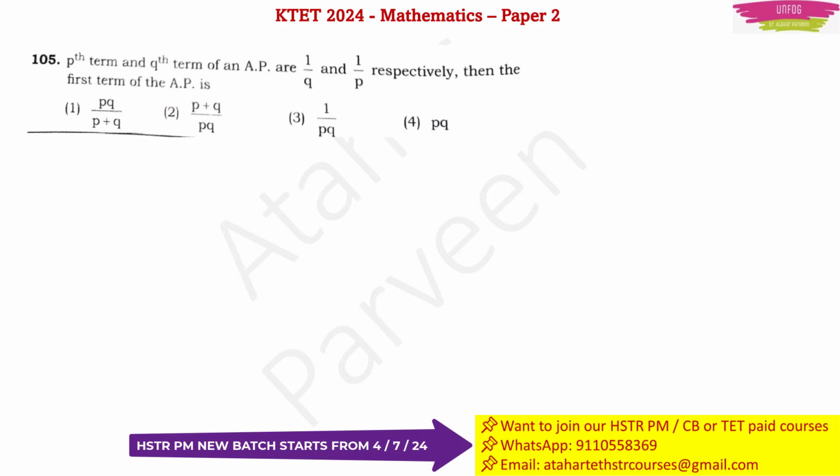Another question from AP only they have asked. The pth term and qth term of an AP are 1 by q and 1 by p respectively. Then the first term of the AP is. So here first, we know that a plus (n minus 1) into d you can take as the nth term. So here they are giving the pth term and qth term, so we will equate with the given terms.